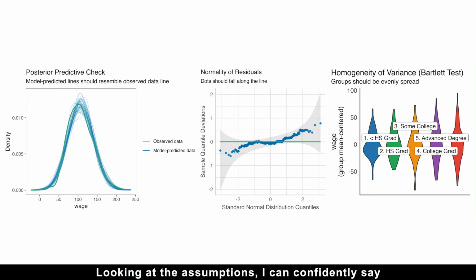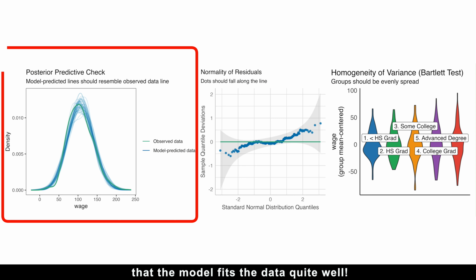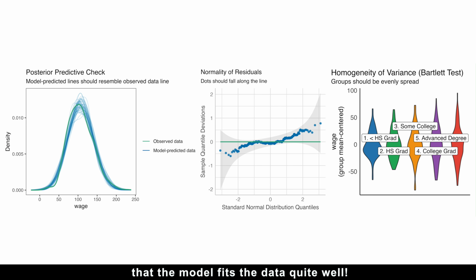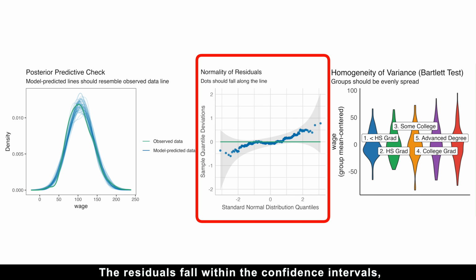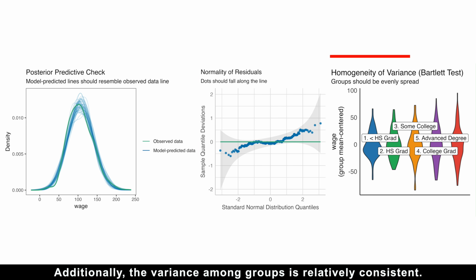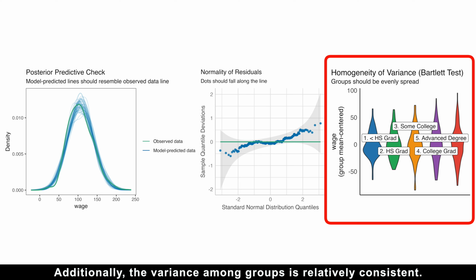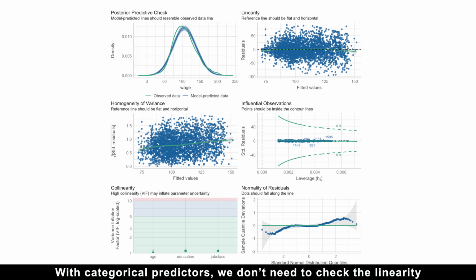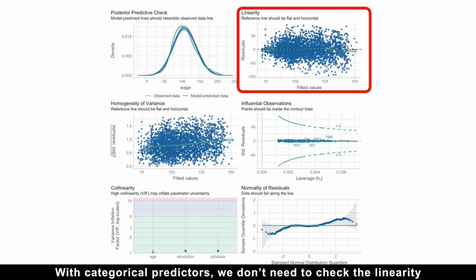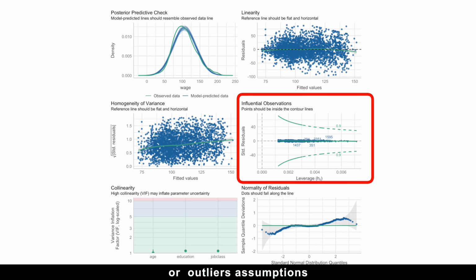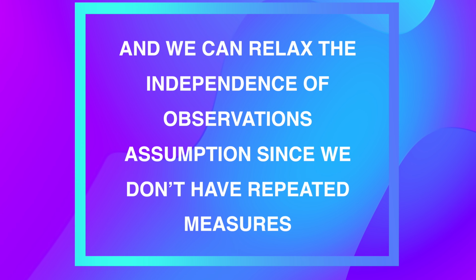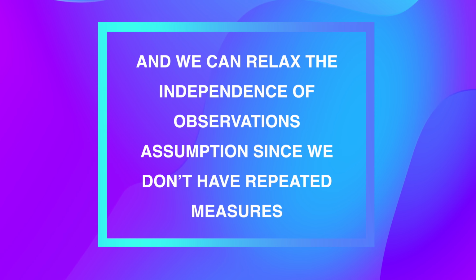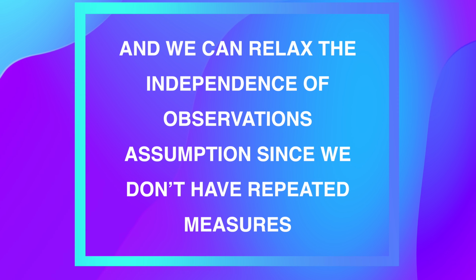Looking at the assumptions, I can confidently say that the model fits the data quite well. The residuals fall within the confidence intervals, indicating that our data is normally distributed. Additionally, the variance among groups is relatively consistent. Regarding the remaining assumptions, with categorical predictors, we don't need to check the linearity or outliers assumptions. And we can relax the independence of observations assumption since we don't have repeated measures.